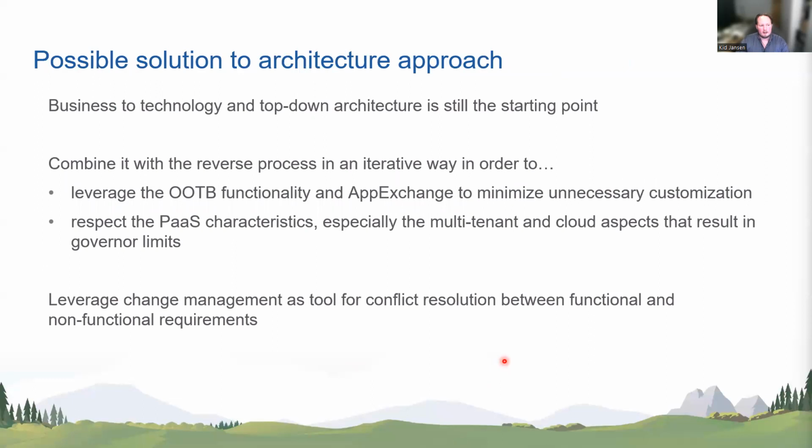So what can this look like in the architecture approach itself? The starting point is still the same. So it's still business to technology and still top-down as starting point, but you combine that with the reverse order. So you will combine top-down architecture with bottom-up architecture, where you leverage out-of-the-box functionality, but also AppExchange solutions, other add-ons, like for instance, Shield. And you respect the platform characteristics, especially the multi-tenant parts, the cloud parts, which are some of the key drivers behind most of the governor limits. And for the areas where this means you have to change the functional side or the business side, you leverage change management as a tool to facilitate that process.